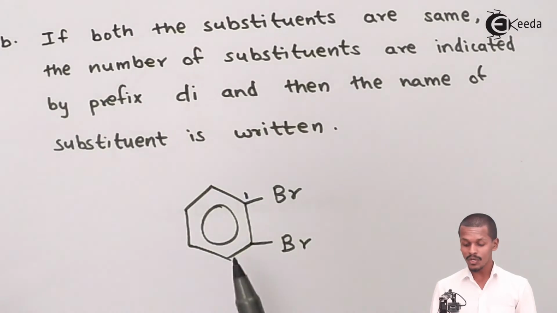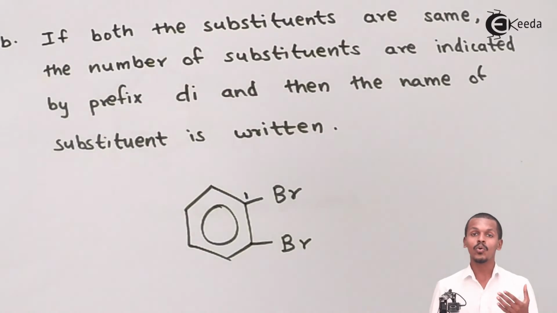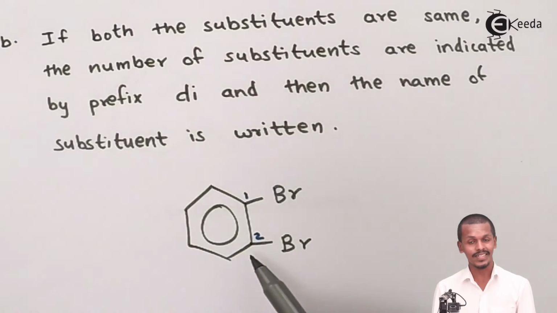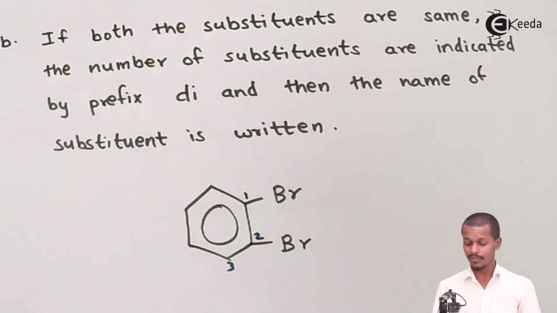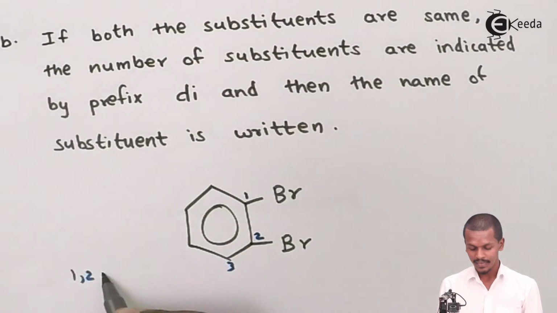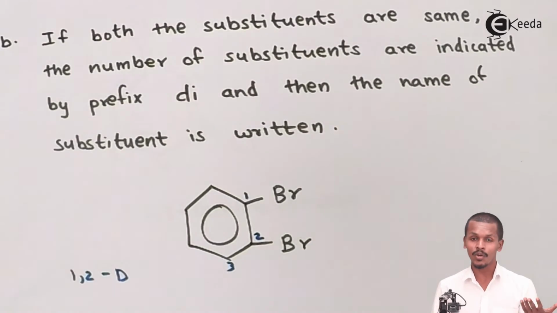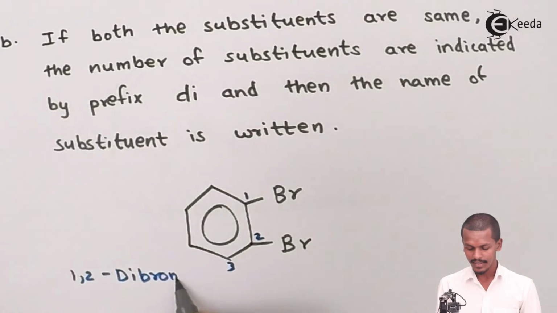And the numbering should not start from here. It should go in that direction where we get the lower numbers for the groups that are attached. So this is number 2 for this carbon atom, then 3, 4, 5, and it will go on. Because the two attached groups are the same substituent, the name of this one could be given as 1,2-dibromobenzene.